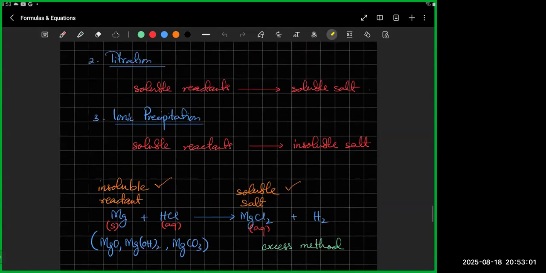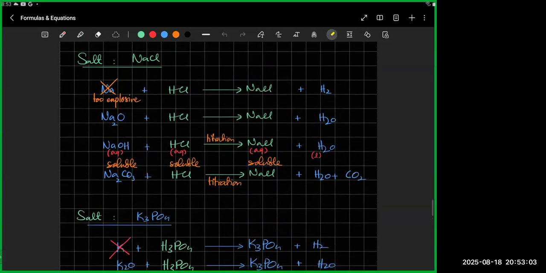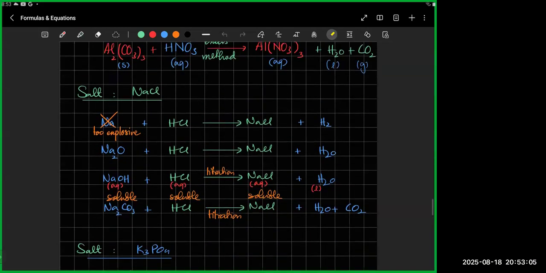Okay, we started with, I told you that if you want to make a salt there are four ways. You want to make NaCl, so the acid would be HCl. And you've got four options. You've got a metal, sodium, sodium oxide, sodium hydroxide, or sodium carbonate. Okay, there are four equations. Metal के लिए you can only use reactive metals.